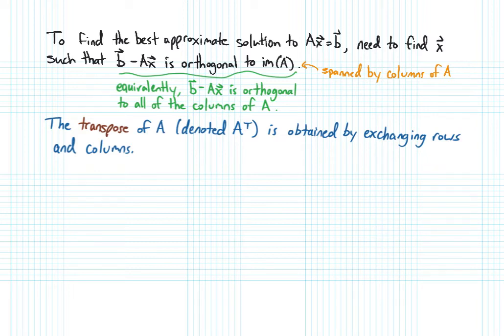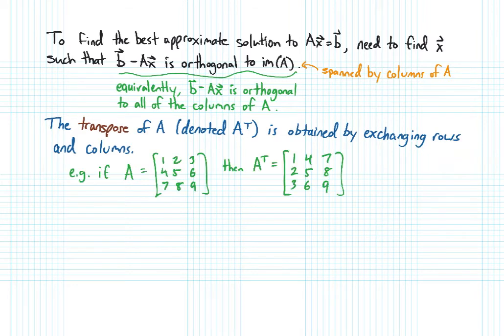The transpose of a matrix is obtained just by exchanging the rows and the columns of the matrix. So for example, here's a 3 by 3 matrix and its transpose. You can see that the columns of A transpose are the rows of A and vice versa. And it's worth pointing out that you can do this even if the matrix isn't a square matrix, but then the transpose would have different dimensions from the original matrix.